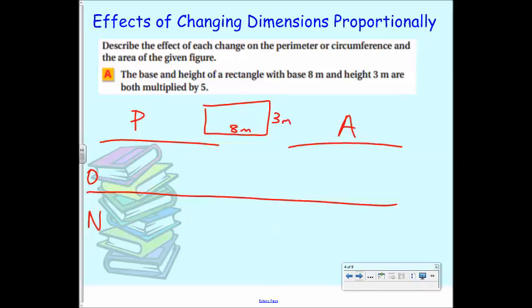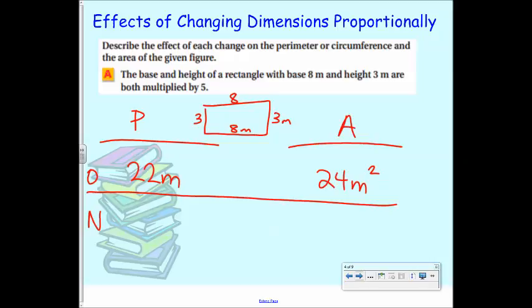So what would my original perimeter be? 22. Because 8 plus 8 is 16, and 3 plus 3 is 6, and 16 plus 6 is 22. Okay, what about my old area? 24 meters squared. All right. So then am I changing one or both of the dimensions here?